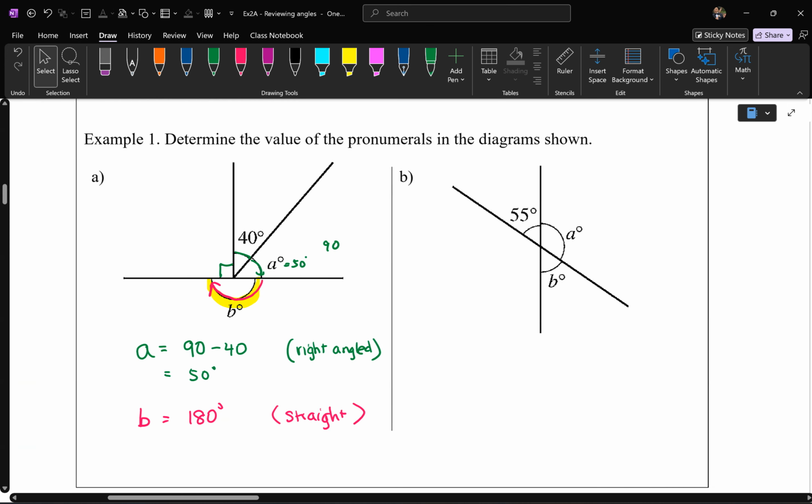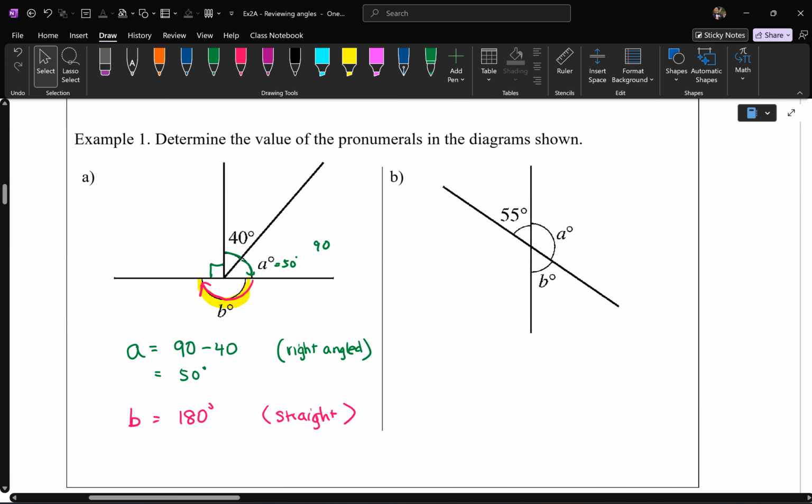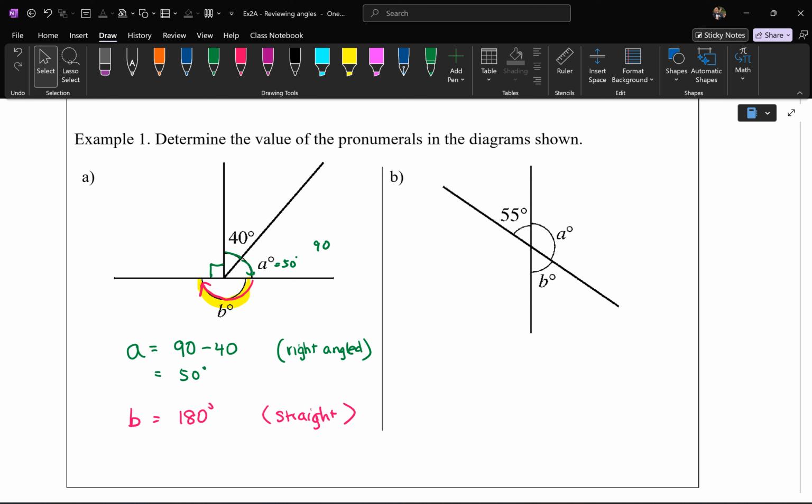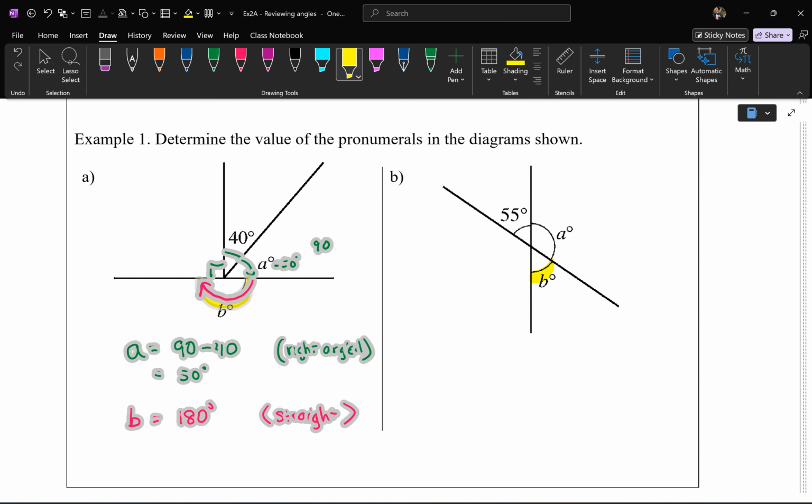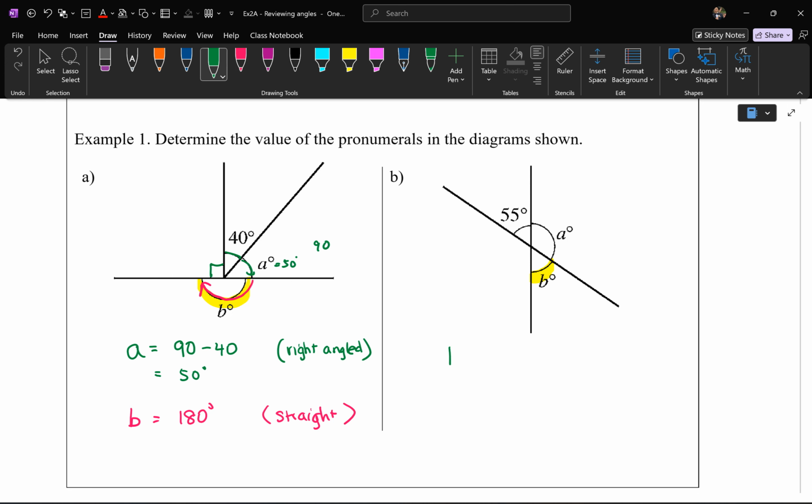Let's do the next one. B. Now, for one of them, I can already solve for B very easily. Why can I solve for B very easily? Who wants to have a go with this? Fitzroy. Why is B equal to 55 degrees? What's the reason?